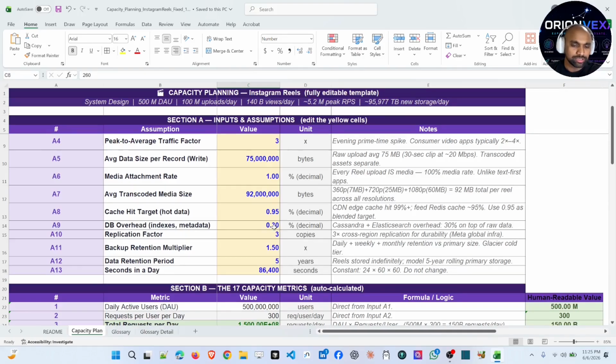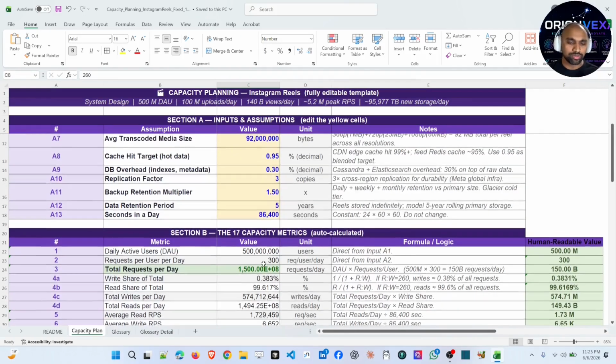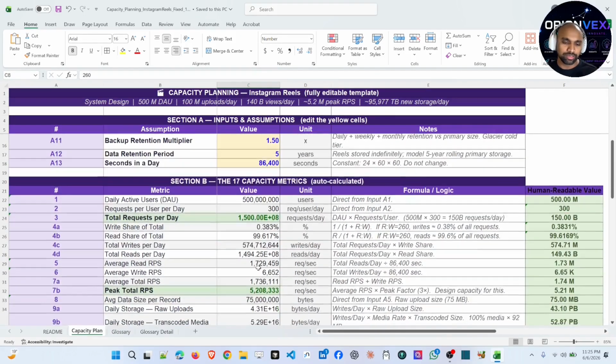DB overhead is 30%, including the index metadata, write ahead log, and all. For replication copies, we are considering 3x: 1 is the primary and 2 are replicas for redundancy. Backup retention multiplier is 1.5 times, that is daily, weekly, monthly retention versus primary data. Data retention period is 5 years, and seconds in a day is 86,400. Based on these assumptions, we are going to make the calculations.